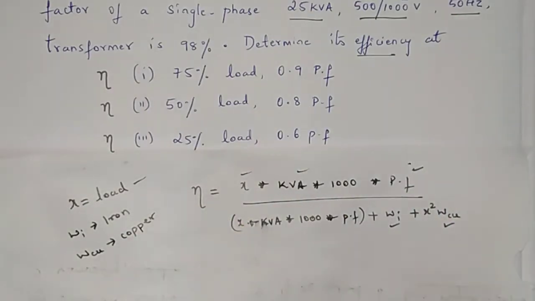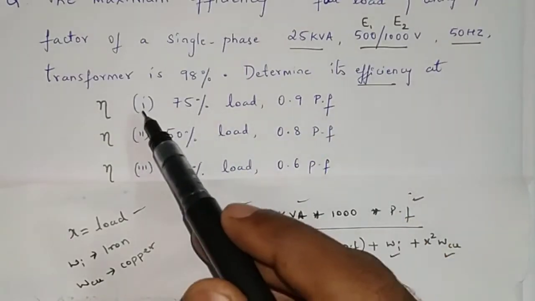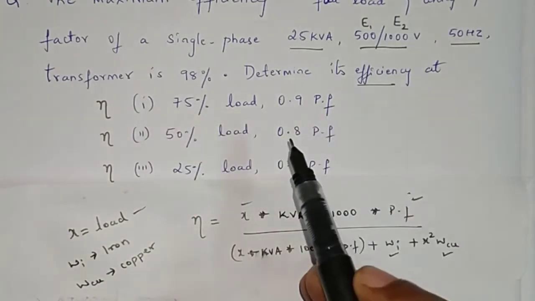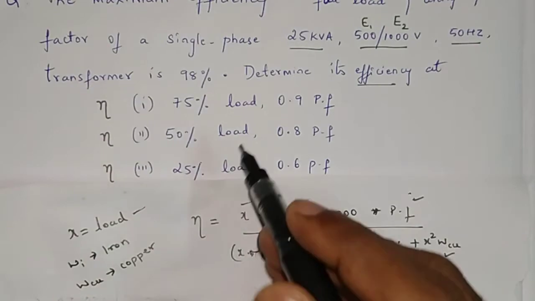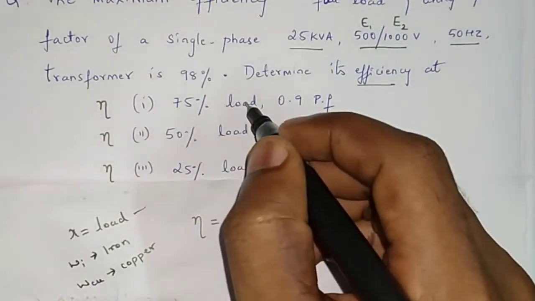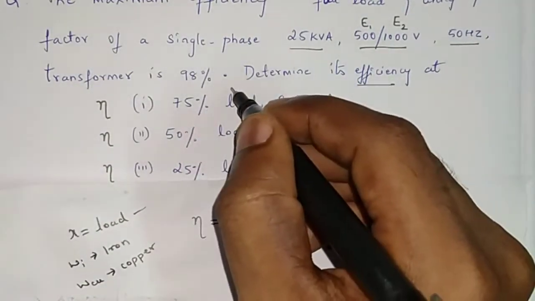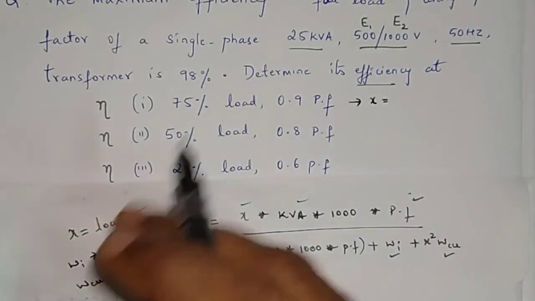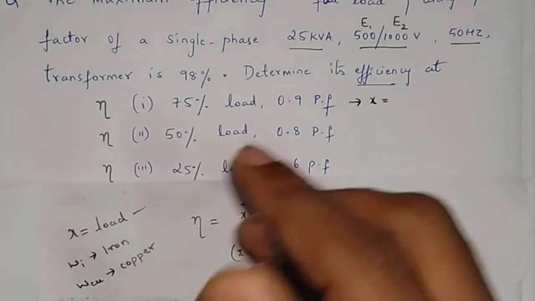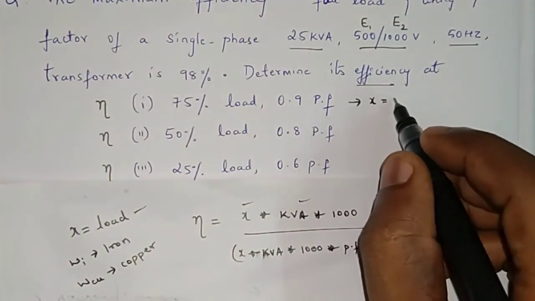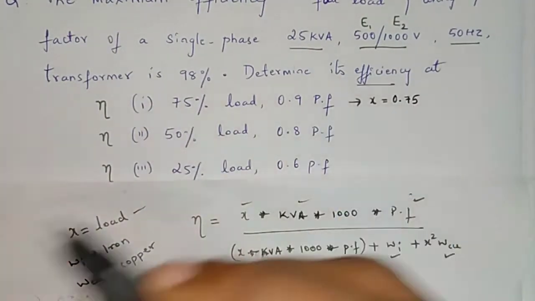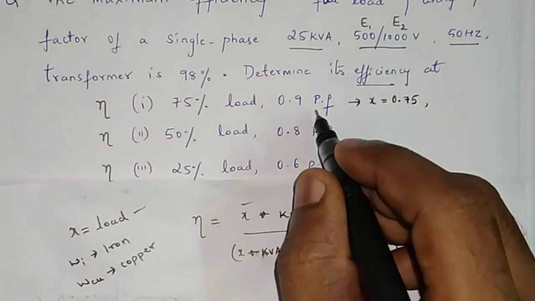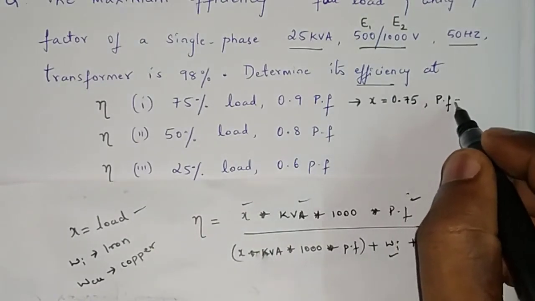So I'll just check what is given in the question. In each case, first case number 1: 75% load, 0.9 power factor. They are telling us to find the efficiency for case number 1. Load is nothing but, as I told, X. So X is given in the first case as 75%. You need to write it in decimal: 75 divided by 100. If you convert to decimal, you will get 0.75. So load will be 0.75, comma, power factor is given as 0.9. So write it as it is.